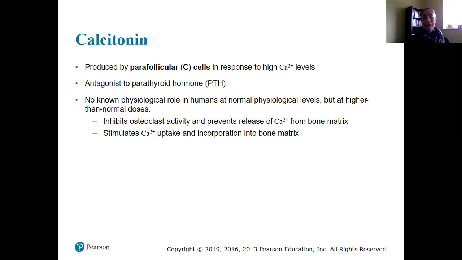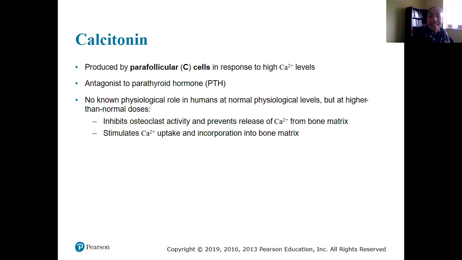Like I said before, calcitonin is going to be produced by the parafollicular cells, or the C cells, that we find in the thyroid gland, and it's going to be produced and released in response to high calcium levels. So when calcitonin is released from the thyroid gland, it's going to decrease blood calcium levels and bring them back to normal.